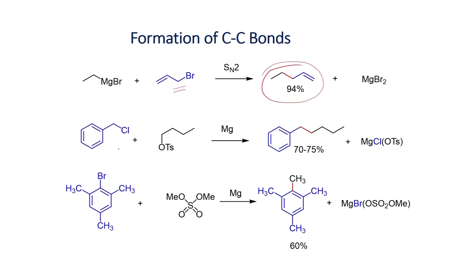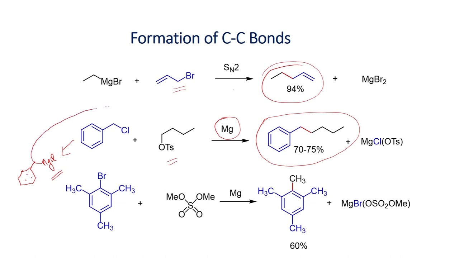And the next example involves the coupling of benzyl chloride with this tosyl derivative to give this alkyl benzene in the presence of magnesium. Here the benzyl chloride first undergoes reaction with magnesium to form benzyl magnesium chloride. Once you form this one, now this can act as a nucleophile, which can undergo reaction with this tosyl derivative via SN2 pathway to give this alkyl benzene as the product.